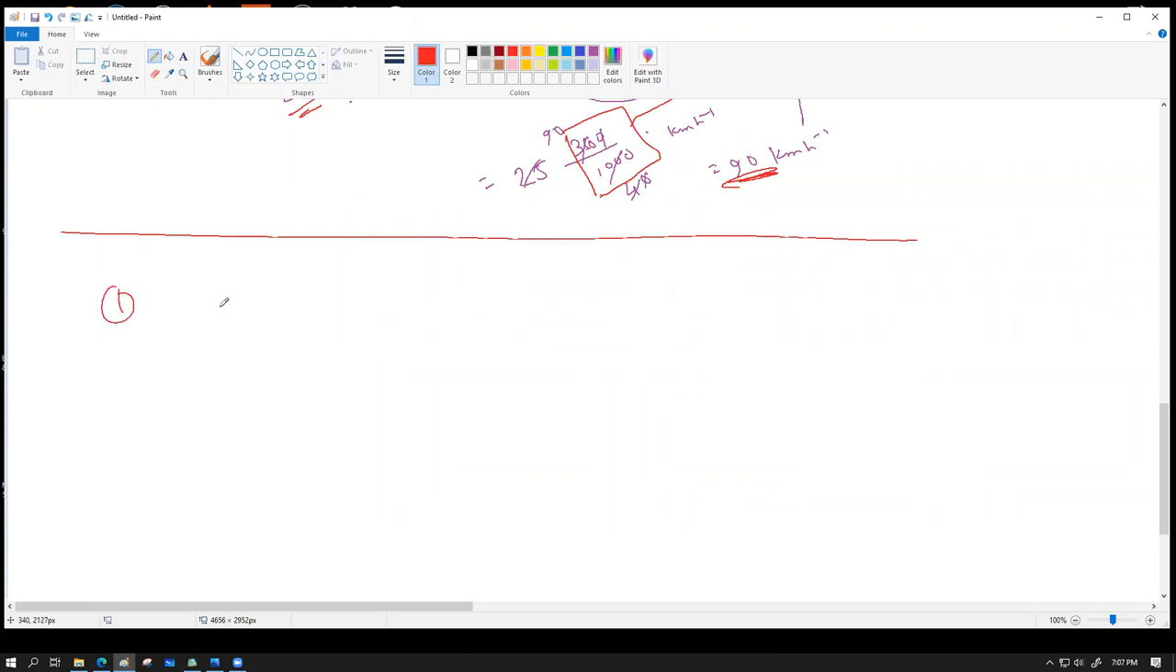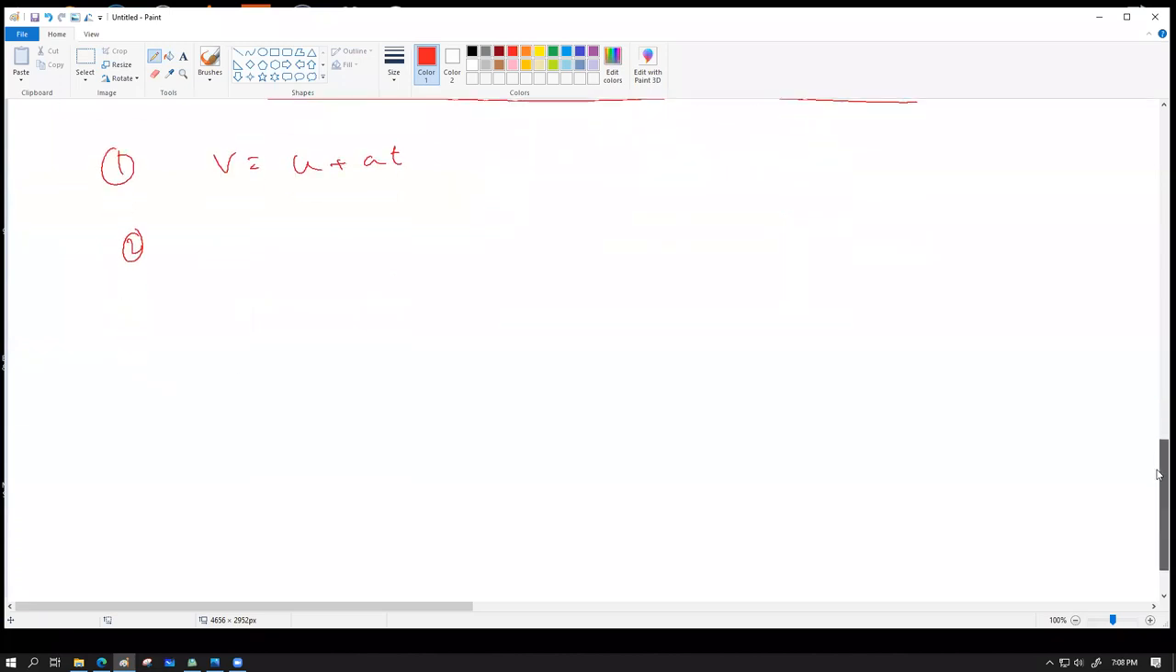The way I prefer to teach the equations is like this. I'm going to write the equation first. V equals U plus AT. That's the first equation. Number two, I might as well increase the space over here.